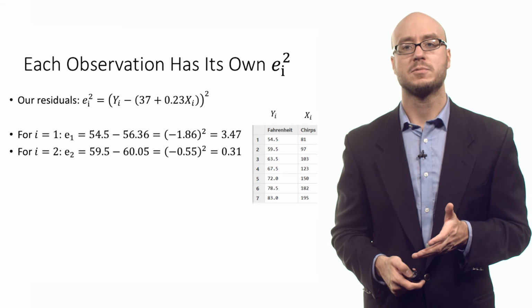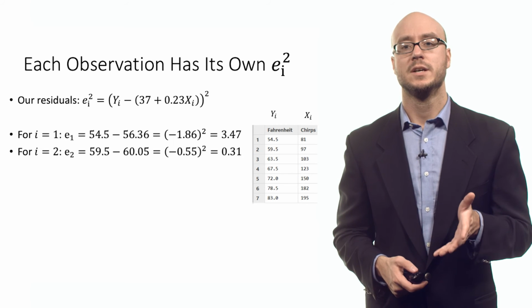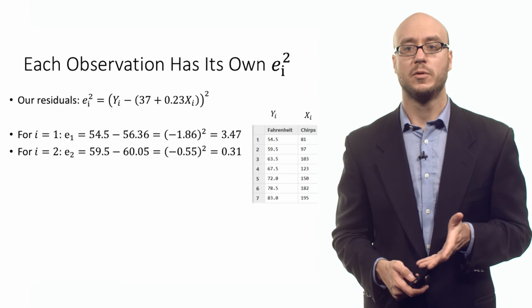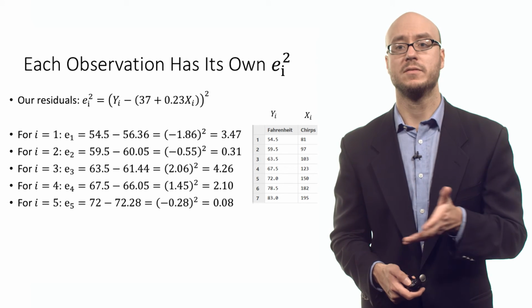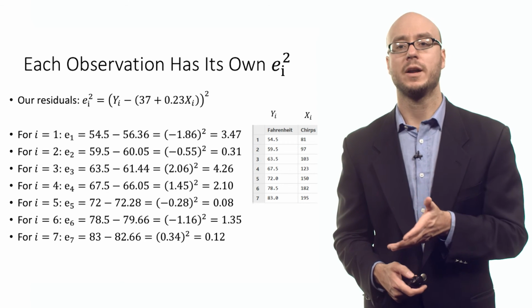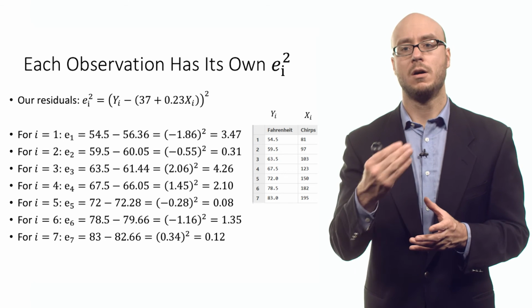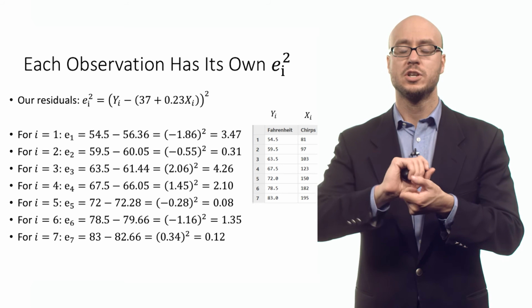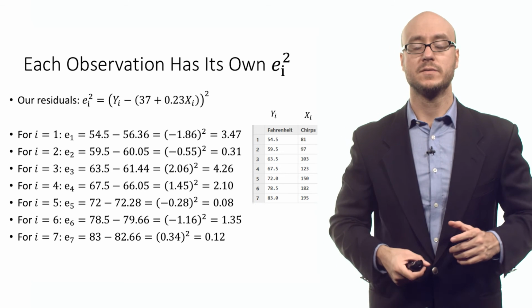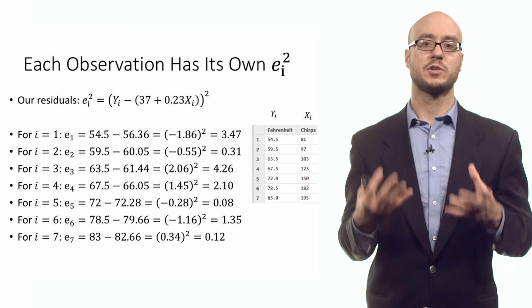For that first row, the squared residual, or the squared error, is 3.47. And you can see that we're turning some of these negative residuals into positive values. That's what the squaring does. We're still capturing the error. We're just squaring them so that they are positive. So we have these 7 squared errors.